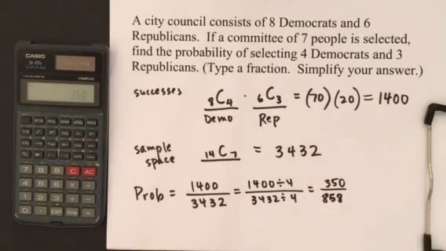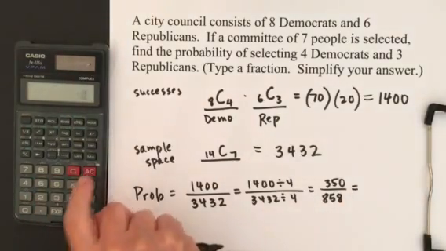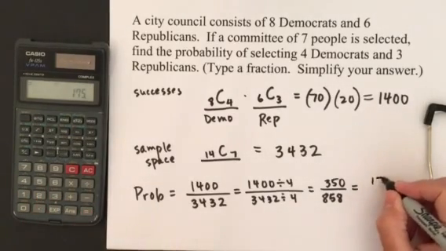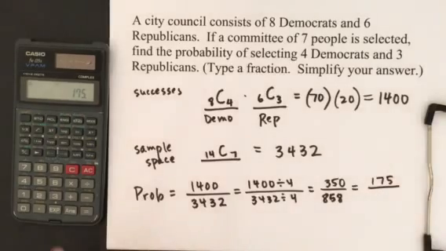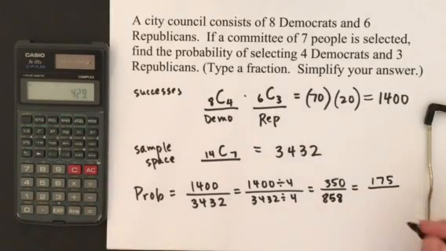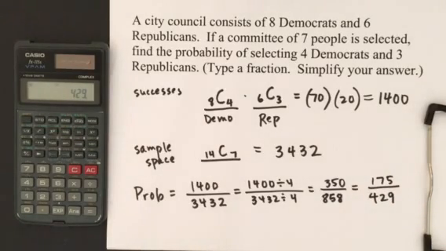Now since both numbers are still even, I can reduce by 2 again. So 350 divided by 2 is 175, and 858 divided by 2 is 429. Now I have to determine if this fraction is now in lowest form.